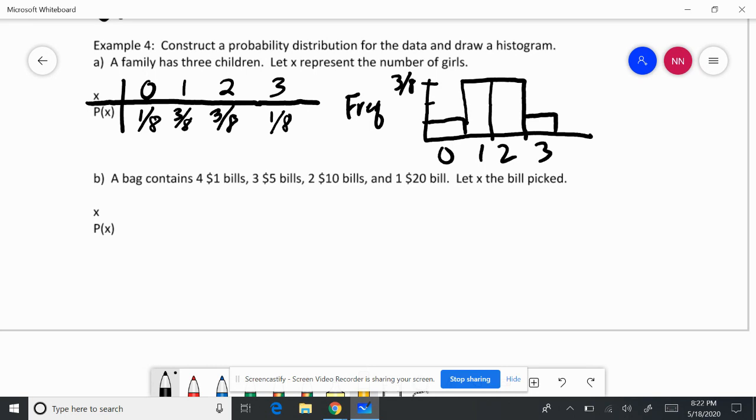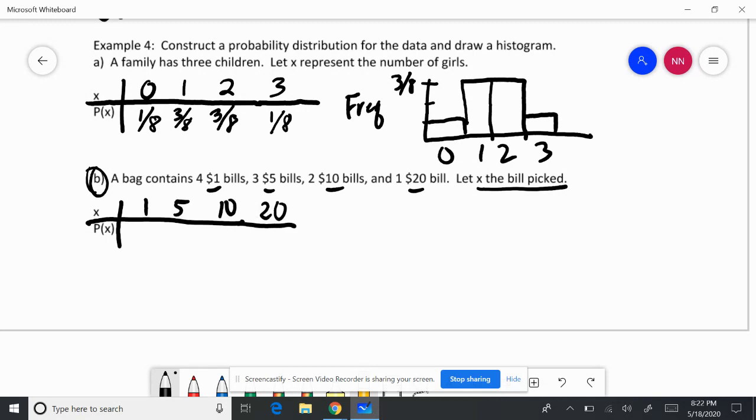Now, if we look at letter B, this time we have a bag and it contains $1 bills, $5 bills, $10 bills, and $20 bills. Let X be the bill picked. So that means that X has to do with our money: 1, 5, 10, or 20.